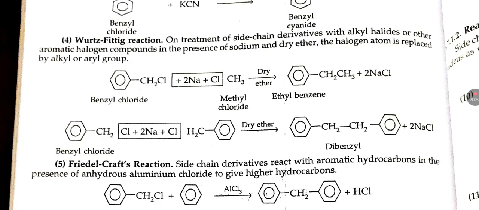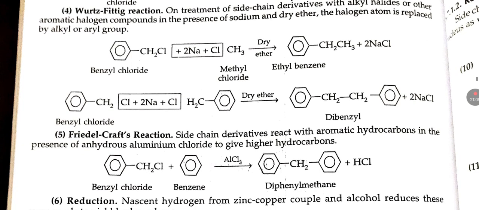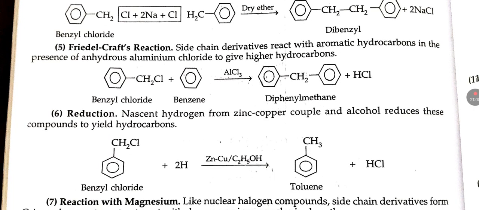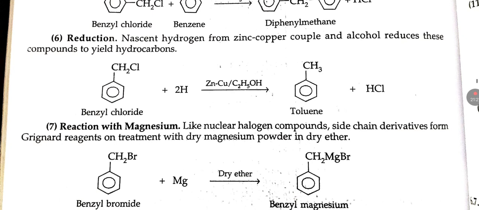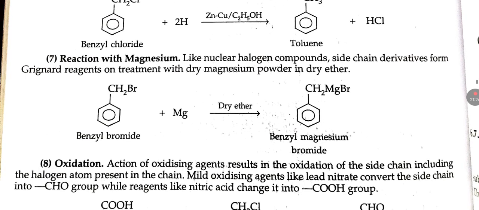Wurtz-Fittig reaction. On treatment of side chain derivative with alkyl halide or other aromatic halogen compound in the presence of sodium and dry ether, the halogen atom is displaced by alkyl or aryl group. Friedel-Crafts reaction. Side chain derivative react with aromatic hydrocarbon in presence of anhydrous aluminium chloride to give higher hydrocarbons. Reduction. Nascent hydrogen from zinc-copper couple and alcohol reduces these compounds to yield hydrocarbons.